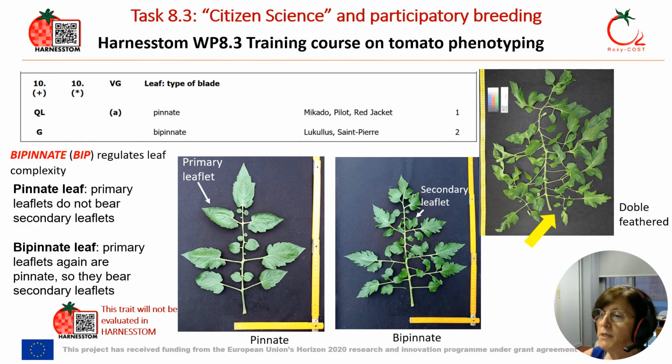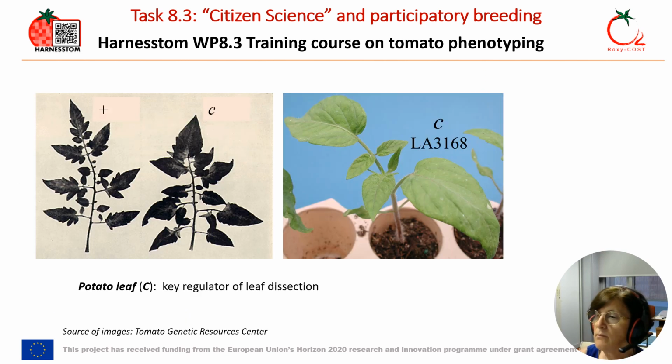The gene BAP regulates leaf complexity. Another key gene regulator of leaf dissection is C potato leaf. C mutants show reduced leaf complexity compared with the wild type, with 70 to 80% fewer leaflets, and the leaf blade margins are smooth, lacking lobes and serrations.